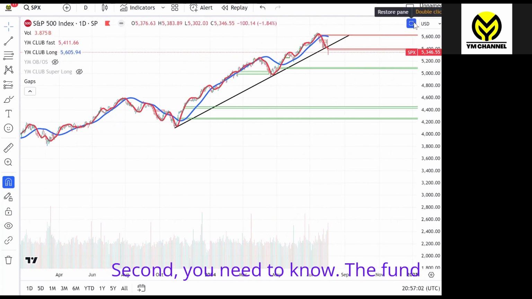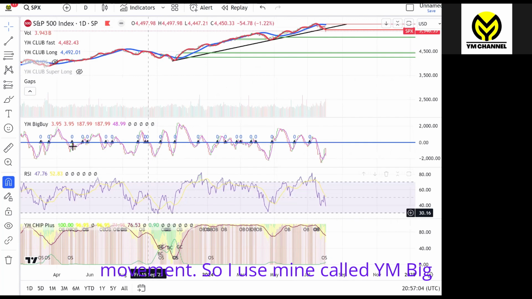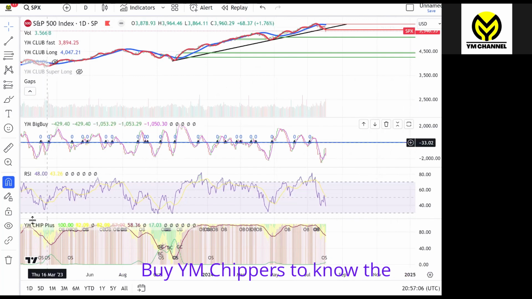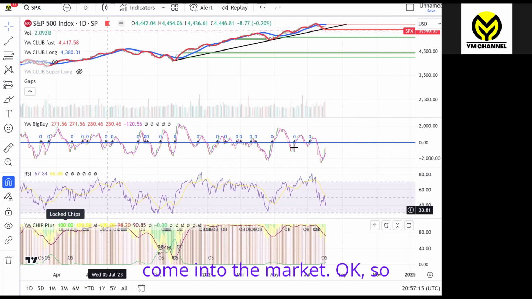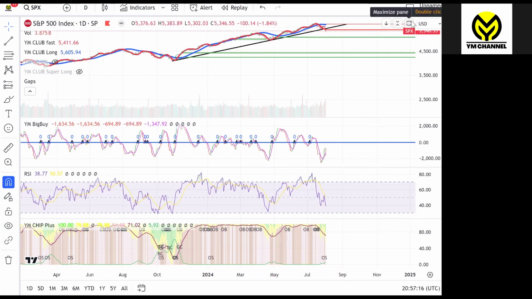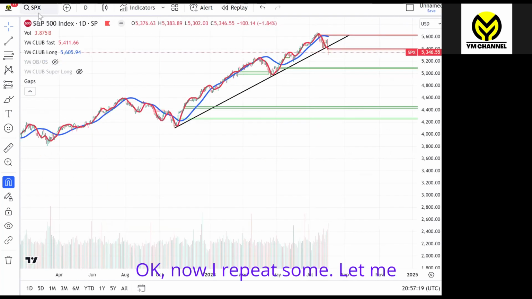Second, you need to know the fund movement. So I use mine called YM Big Buy, YM Cheapest to know the fund movement. I also have a YM cheap entry to tell you when the institution comes into the market. Okay, now I repeat some.